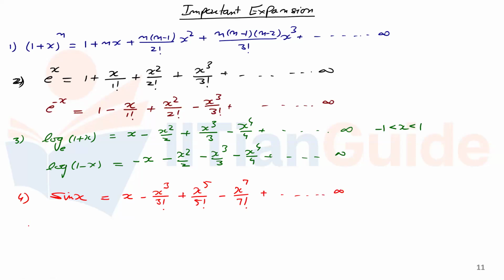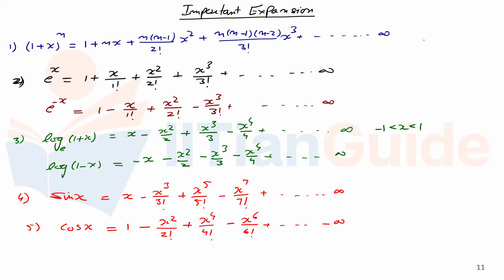And we have the expansion for cos x also. We will have all the even powers, alternate plus minus. The first term will be 1. After that, I will get minus x square divided by 2 factorial, plus x power 4 divided by 4 factorial, alternate plus minus. After that, x power 6 divided by 6 factorial, and so on. It will go up to infinity. These are the expansions that we are going to use.